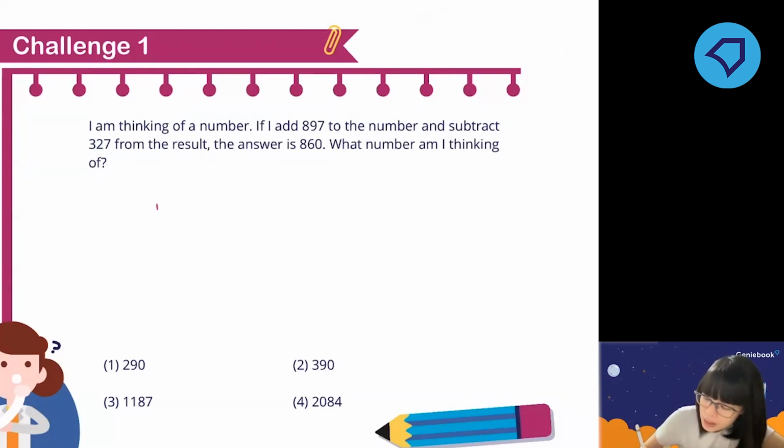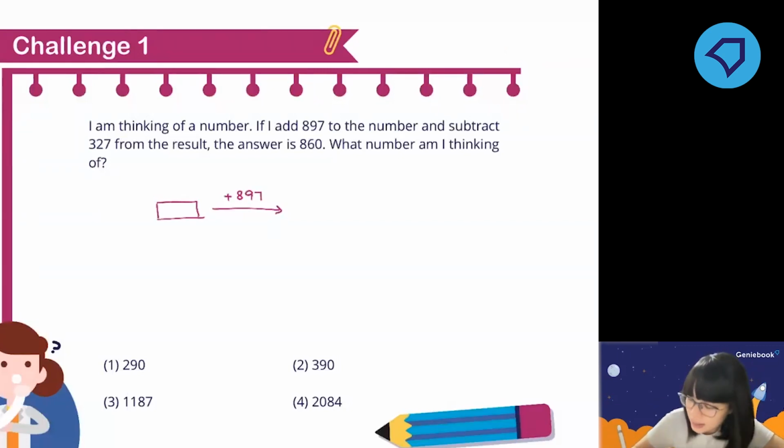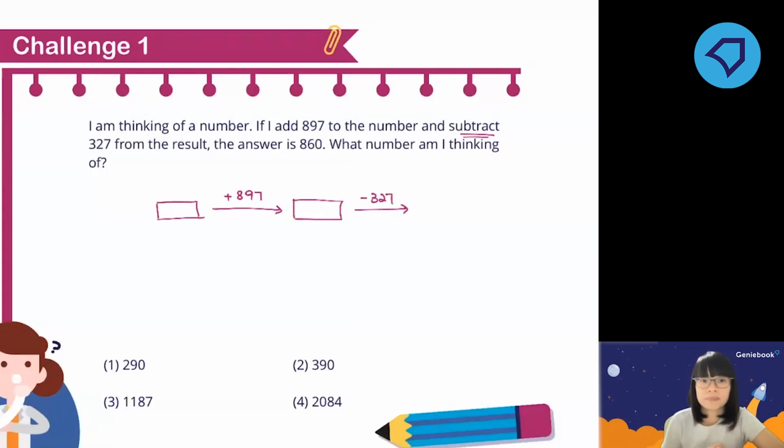So let's start with a number. But I do not know what number it is, okay? If I add 897 to this number, I will get another number, correct? After I add 897, I will get another number. Then I'm going to subtract 327 from it. The answer would be 860. So now I need you to help me find what this number is. 2 minutes. Starting now. Let's go.